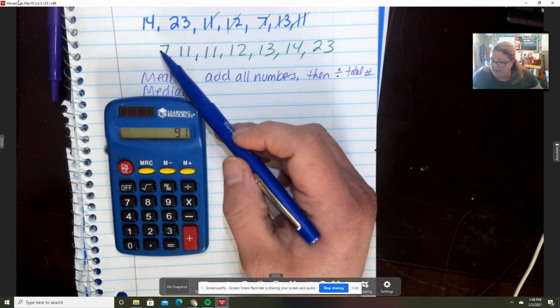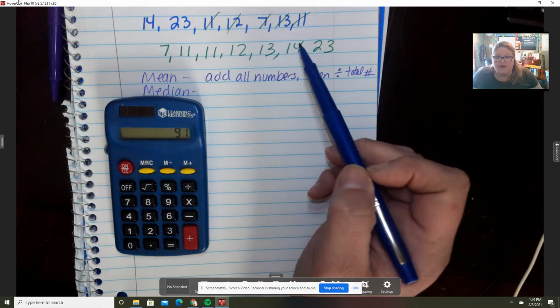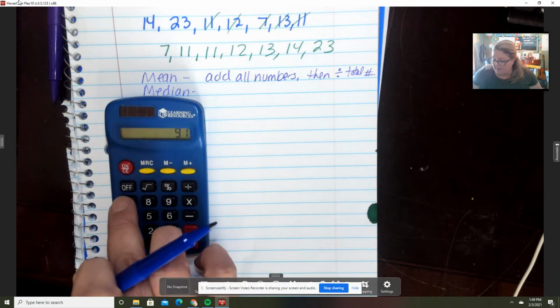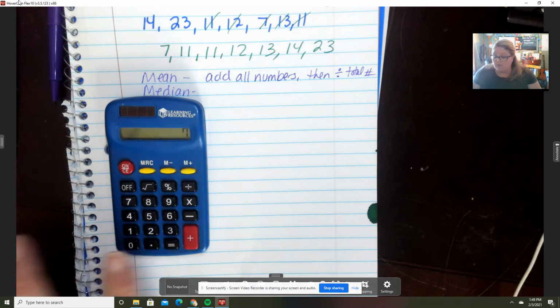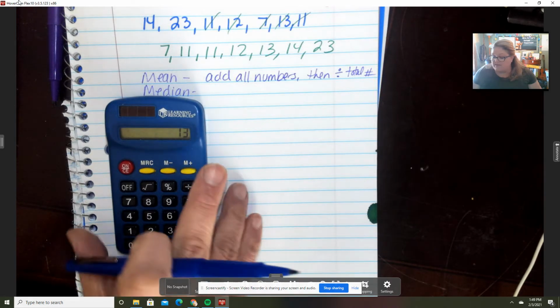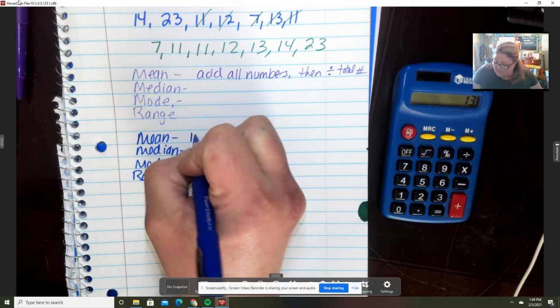All right, so now I'm going to count the total numbers in the set. 1, 2, 3, 4, 5, 6, 7. So I'm going to take that 91 and I'm going to divide it by 7. I'm dividing it by 7 because that is the total number in the set. So if there were 3 numbers, you would divide by 3, but this is by 7. And so my mean is 13. So that is the average.